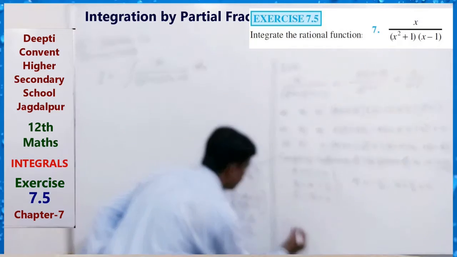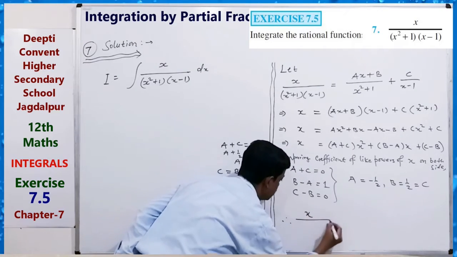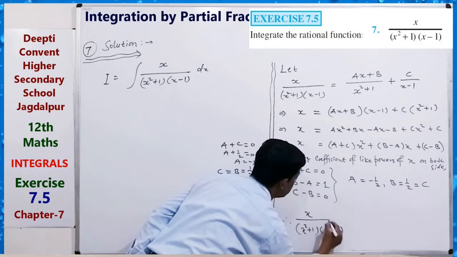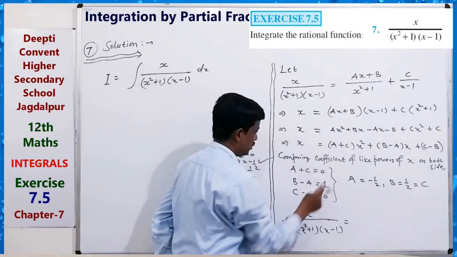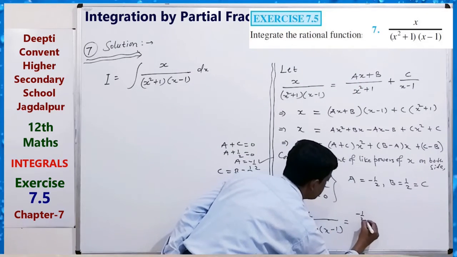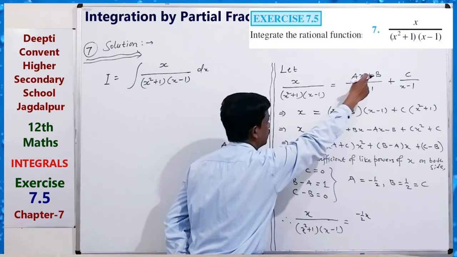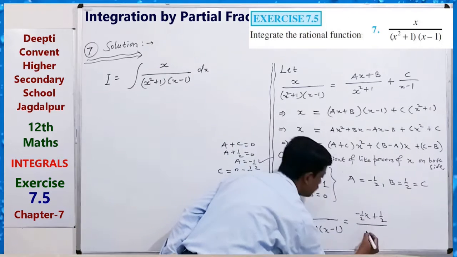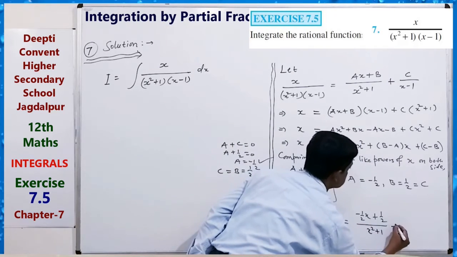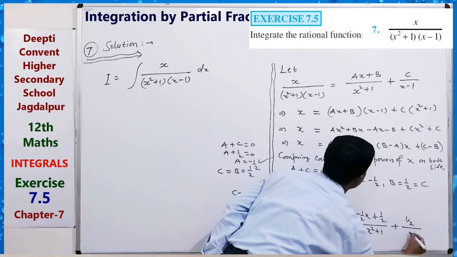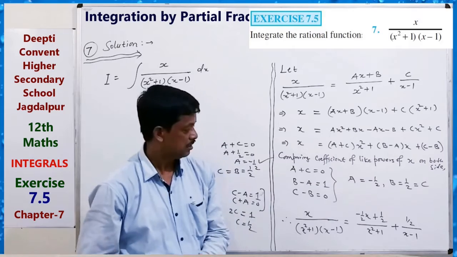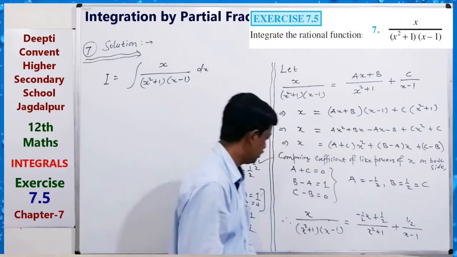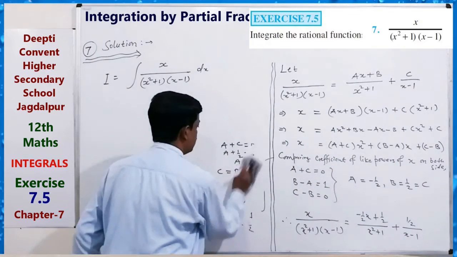Therefore, this can be written as x upon (x square plus 1) into (x minus 1) equals, in place of a, you have to write minus half. So minus half x plus b equals half upon x square plus 1 plus c half upon x minus 1. So this is the partial fraction: linear upon quadratic factor, constant upon linear factor. Now using this in our integral.